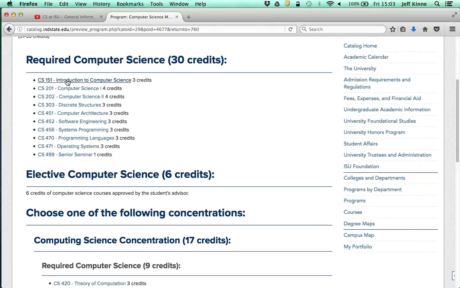The first 3 courses are taken in this order. So the first semester is traditionally this course, which is basically an introduction to programming and some computer science concepts. Second semester is normally computer science 1, and third semester is computer science 2 and data structures. And there's a 4-year plan that shows this as well, that I'll click on.